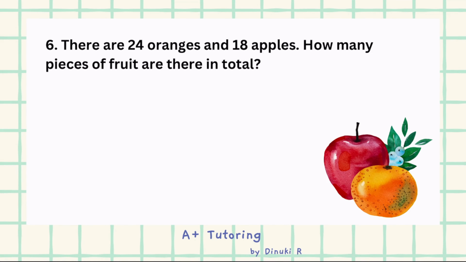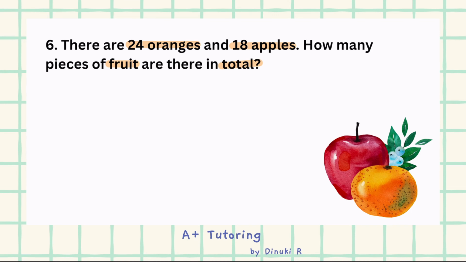Okay, let's get started with question number 6. As always, pause the video here and take a second to read through the question. Okay, now that you've had a chance to look through the question, our second step is to find the key information from the question. So, there are 24 oranges and 18 apples. How many pieces of fruit are there in total?